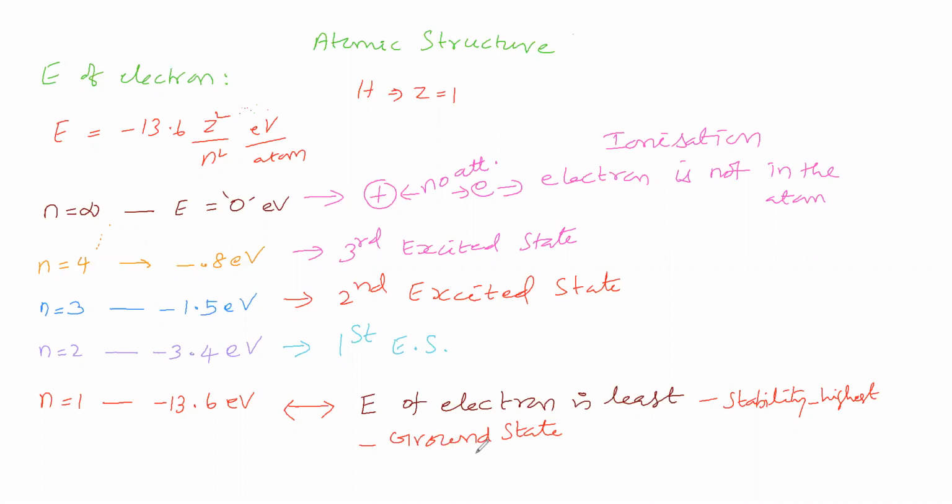Ground state means normal level. Stability will be highest in that level. So that is called the ground level. So ground state means n is equal to 1 for the hydrogen atom, and we can say the same for hydrogen-like species.